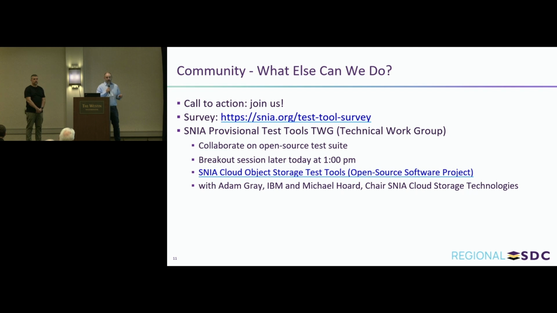After the September Plugfest, we started a SNIA provisional working group around testing tools. So the idea is maybe we can develop some open source testing tools and infrastructure to make developing reference implementations against the S3 API easier. And so please join if you're at all interested in that, if you use the S3 API in any manner. We've been having bi-weekly meetings where we collaborate on that and try to define what the testing tools should be. And there's going to be a breakout session later today at 1 o'clock after lunch that talks about this test tools working group. So please join if you're interested. And that's with Adam Gray at IBM and Michael Hord, who's the chair of the SNIA Cloud Storage Technologies.